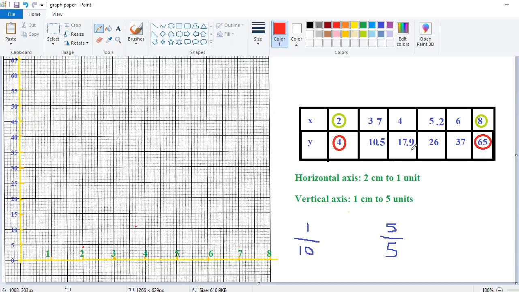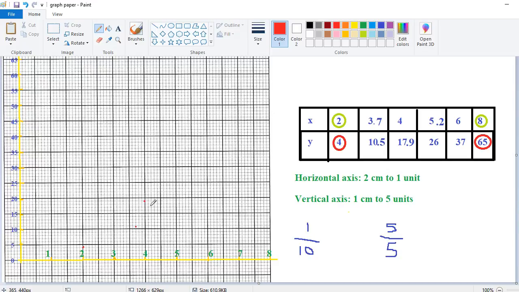We have 4 and 17.9. So we are coming up on this line. 17.9, here's 15, let's stay on this line, here's 15, here's 16, here's 17, and here's 18. 17.9 is going to be really close to 18 because each block represents 1. So 17.9 is going to be very close, really, really close, about there. Okay.